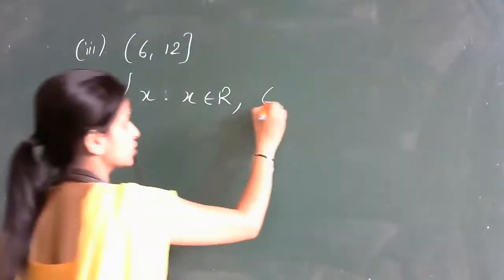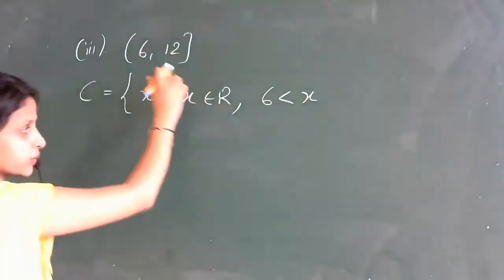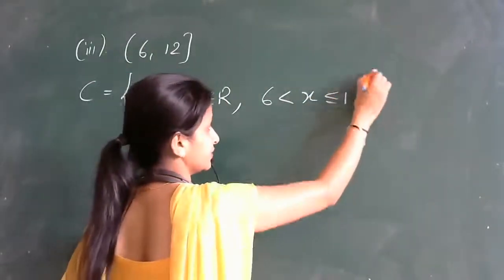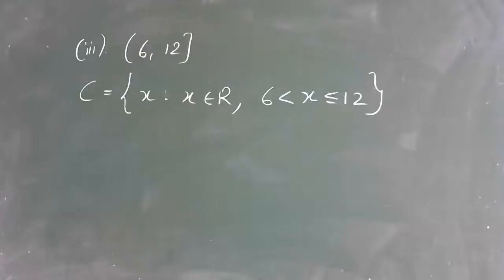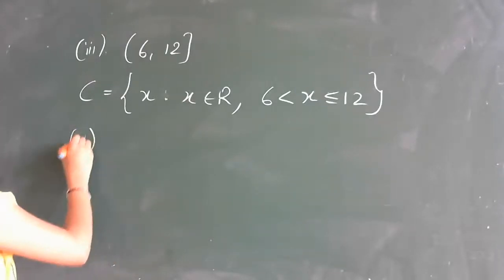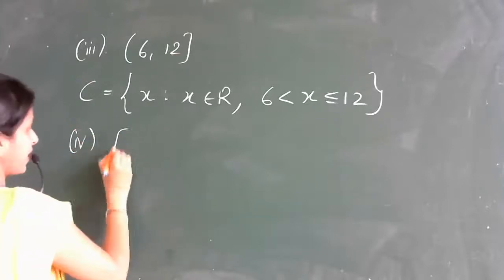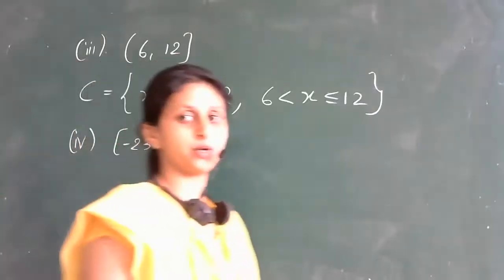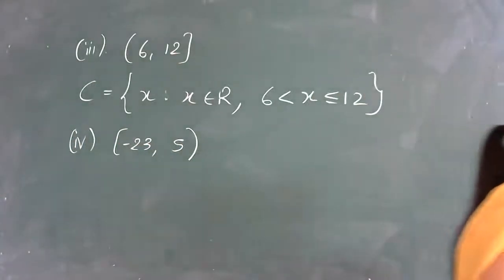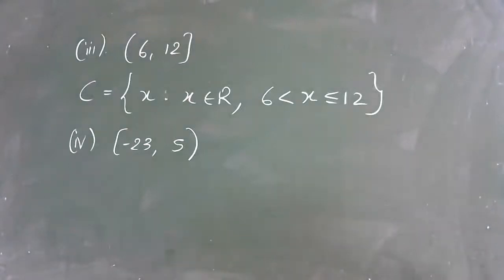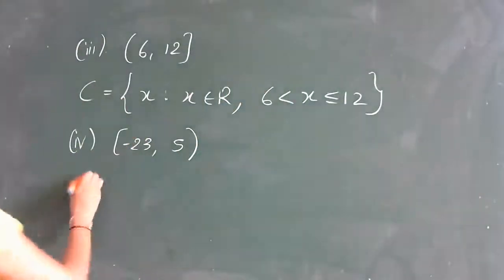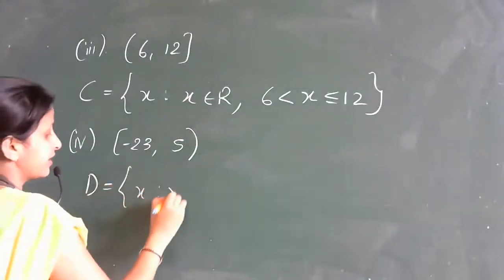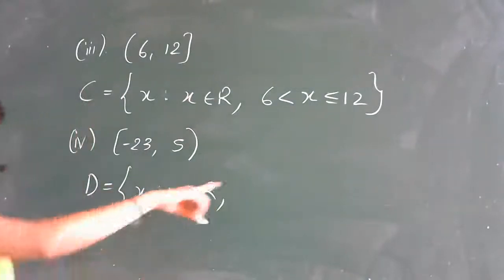Very good. Here it is, since it is open at 6, 6 is not included. And since it is closed at 12, 12 will be included. So this will be in set builder form. Right? What about fourth? Minus 23, 5. So it is a semi-closed, semi-open interval. So let me give it the name D. D is equal to x such that x belongs to R. And what about the inequality?